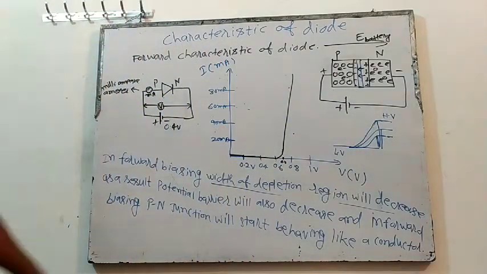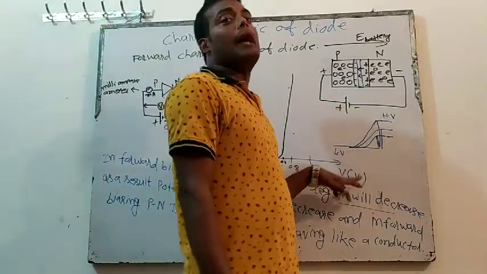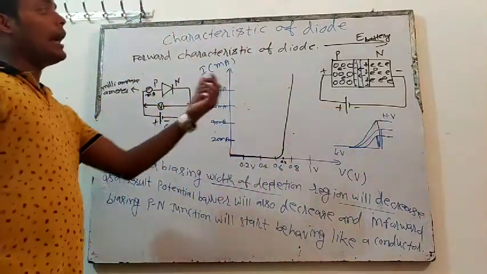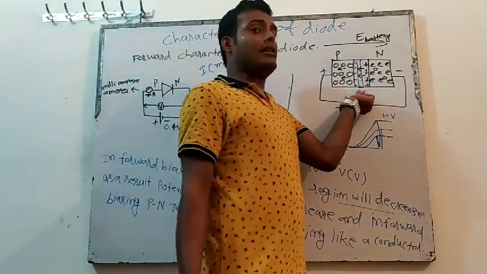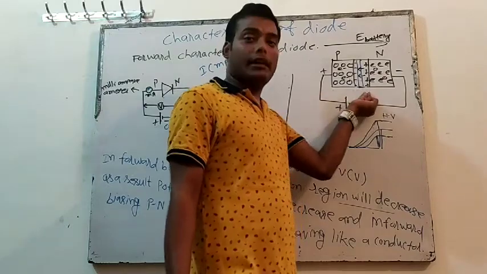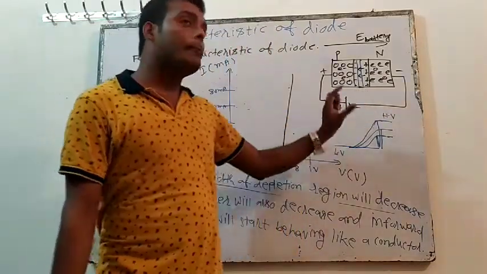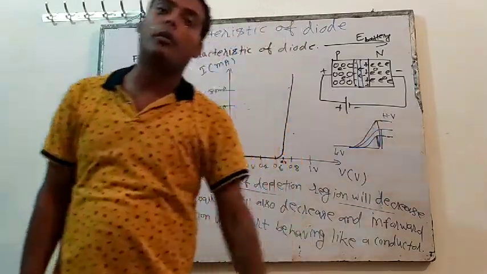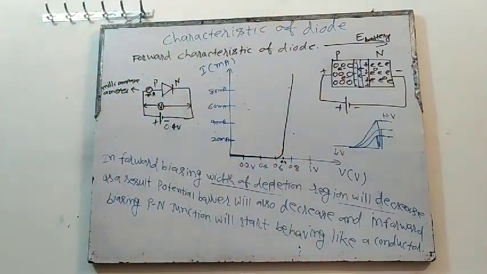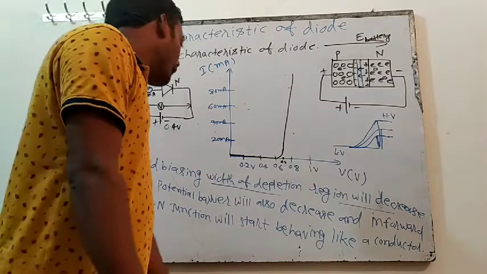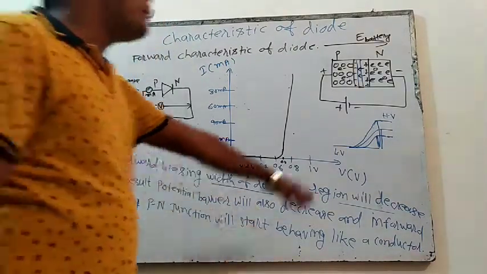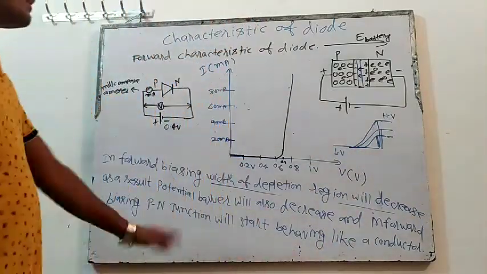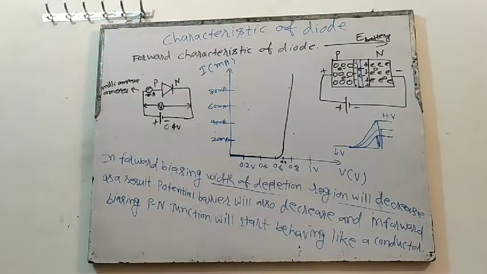Why? Because the potential barrier is the difference between high voltage and low voltage. And since high voltage and low voltage are coming nearer, closer, the difference between high voltage and low voltage will decrease. And when the difference between high voltage and low voltage decreases, the potential barrier will also start decreasing.